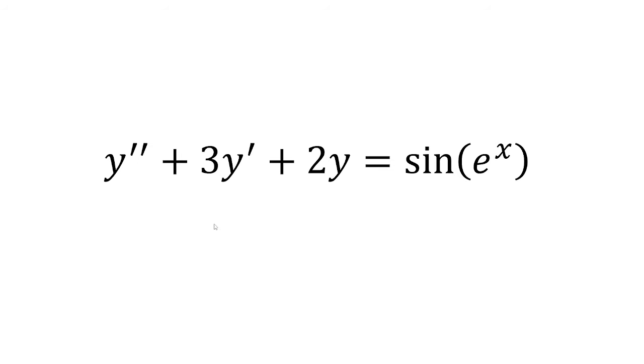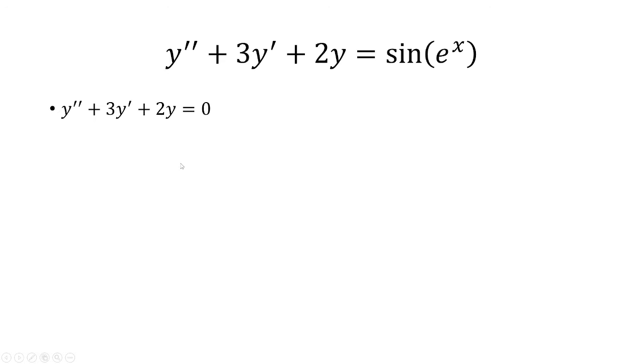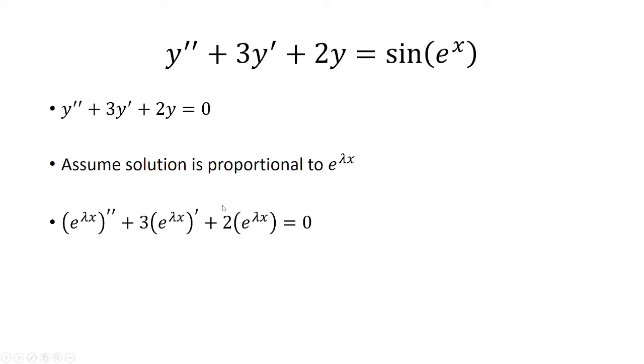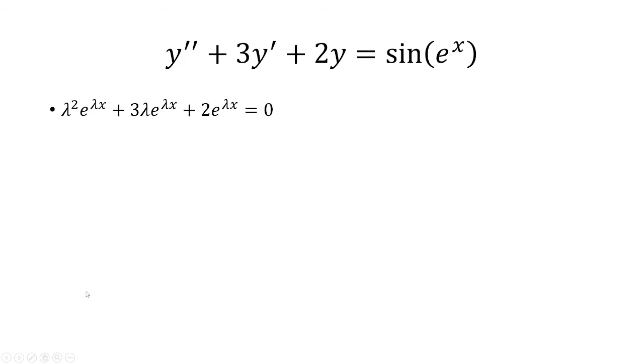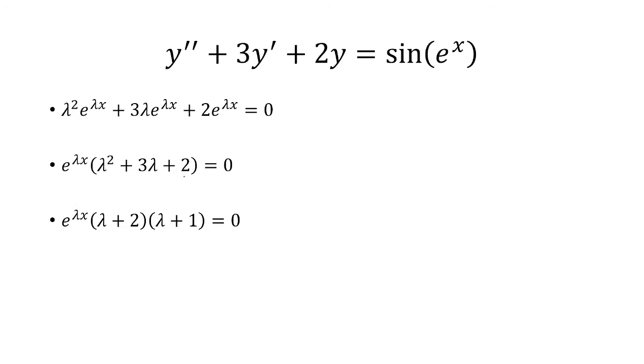In this video, we want to solve the differential equation. So first, let's solve the homogeneous differential equation by setting it equal to 0. Assume the solution is proportional to e^(λx). And so we're going to substitute y equals e^(λx) into this homogeneous differential equation. Take the derivatives. Now we can factor out e^(λx) and have λ² + 3λ + 2.